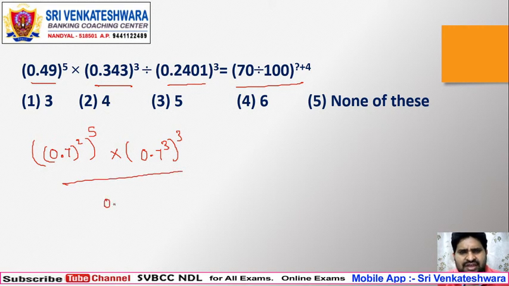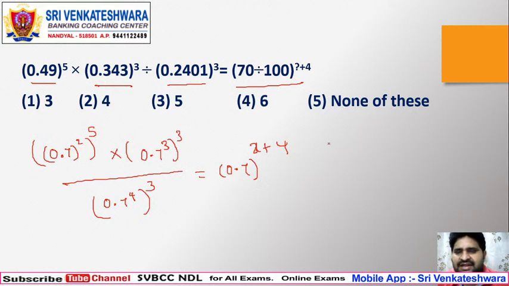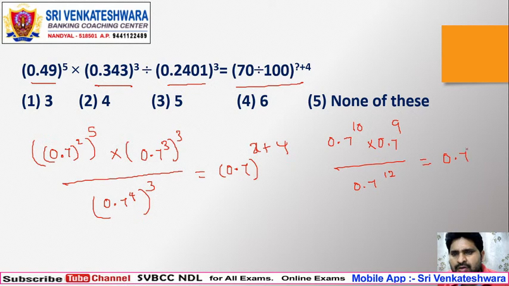Then 0.2401, that is 343 into 7, which I can write as 0.7 whole power 4, again whole cube. That is equal to 70 by 100, that is 0.7, and in the place of the question mark I'll write x plus 4. So all are 0.7 square, 0.7 cube, 0.7 whole power 4. These are the cases. Now a power m whole power n: I'll write 0.7, 2 5s are 10, and 0.7, 3 3s are 9, and here 0.7, 4 3s are 12, equal to 0.7 whole power x plus 4.